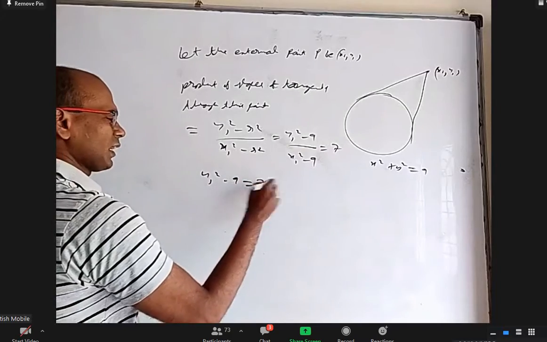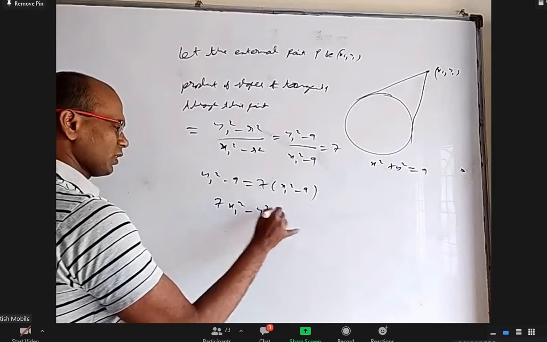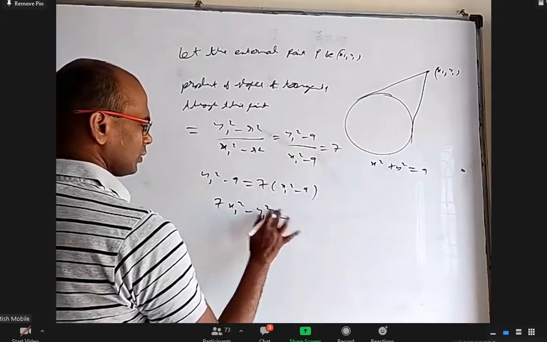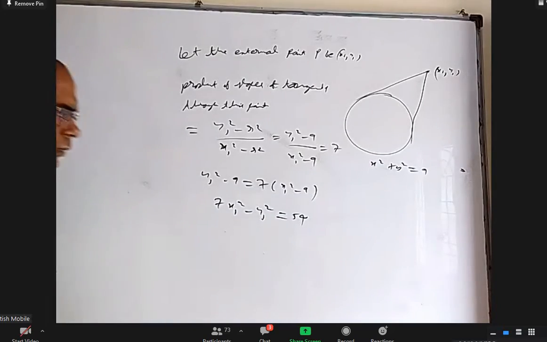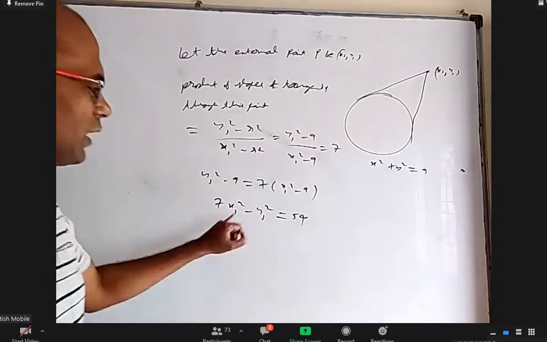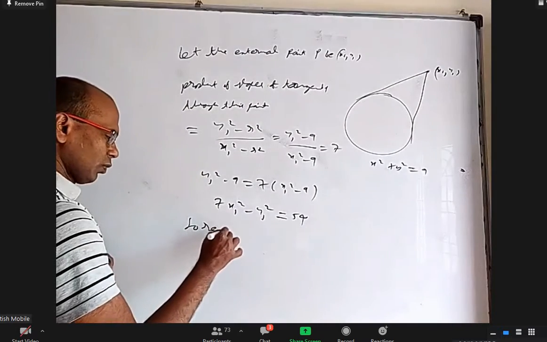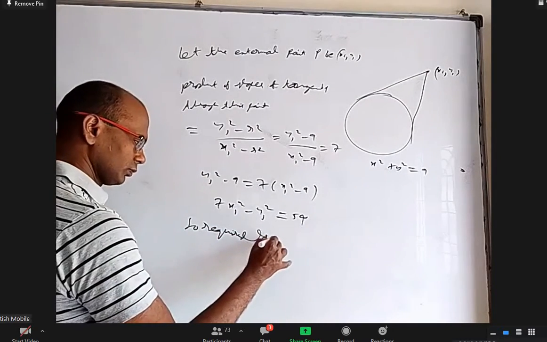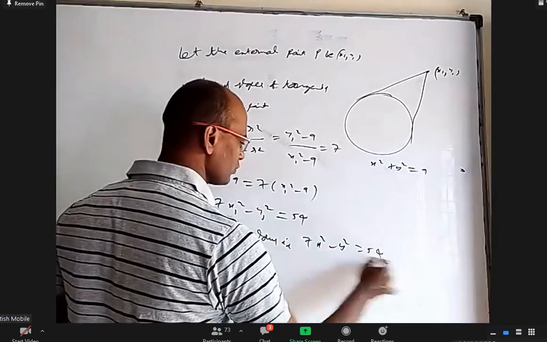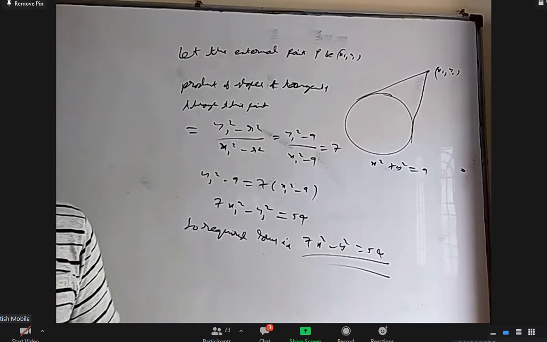y1 square minus 9 equal to 7 into (x1 square minus 9). That is 7x1 square minus y1 square equal to 54. So whenever you get an algebraic condition relating x1 and y1, that is only called locus. So the required locus is 7x square minus y square equal to 54. Remove x1 and write x, remove y1 and write y at the end. That is the required locus.